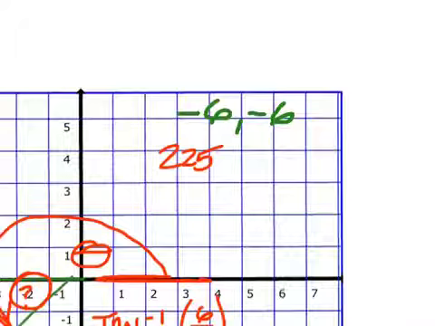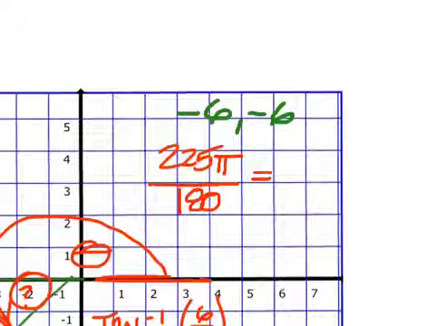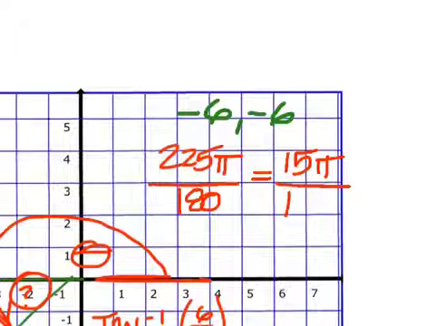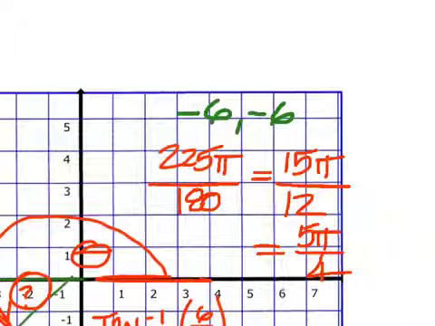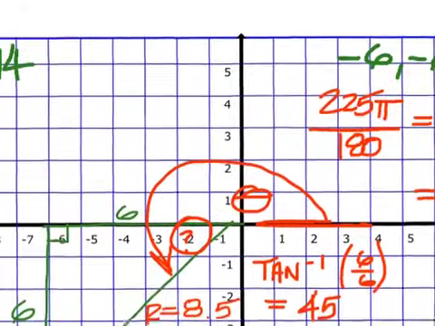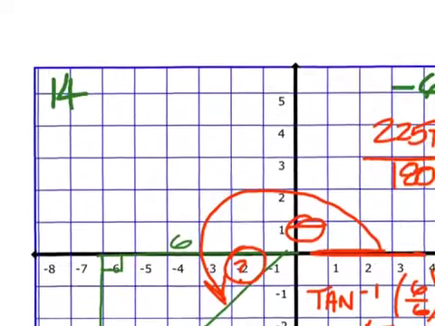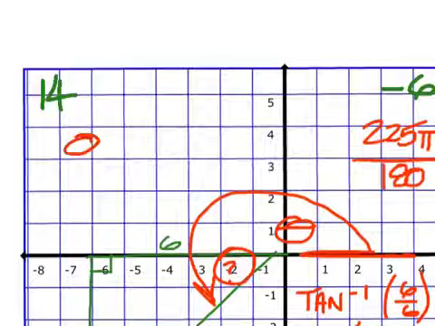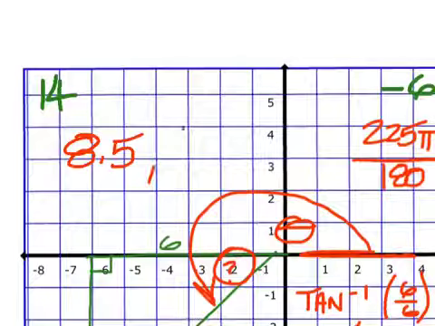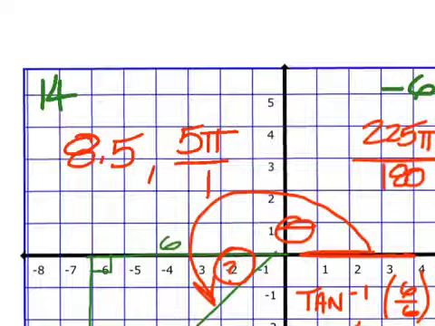There we go. 225 pi over 180, and 15 goes into 225 15 times, and 15 into 180 12 times, but you can still reduce. 3 into 15 5 times, and into 12 4 times. So it's 5 pi over 4. To write your final answer, you need 8.5 to start with, and then 5 pi over 4.